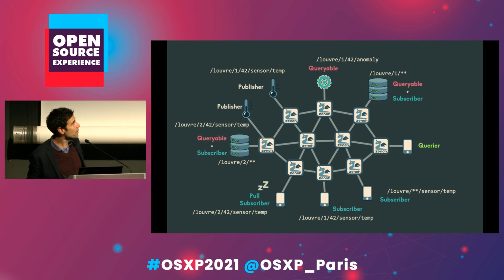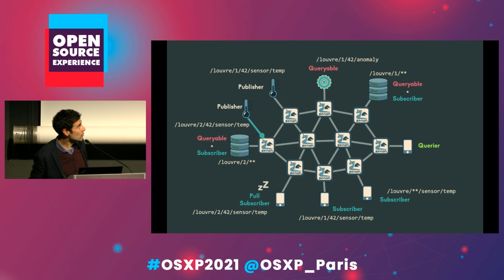So whenever there is a publication, in this case a publication from a temperature sensor in room 42 on the first floor, then all subscribers that are interested in that publication receive it, as well as storages who have an expression that matches that key. Okay, so that's the writing side of the storage.